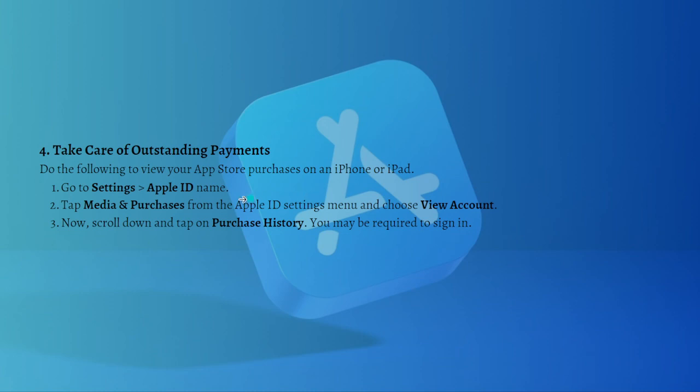So you can do the following to view your App Store purchases on an iPhone or iPad. You can go to your settings and then tap on the Apple name, just like before, there on your settings, and then tap on the media and purchases from the Apple ID settings menu and choose the view account. So you can now scroll down and tap onto the purchase history, and you may be required to sign in.